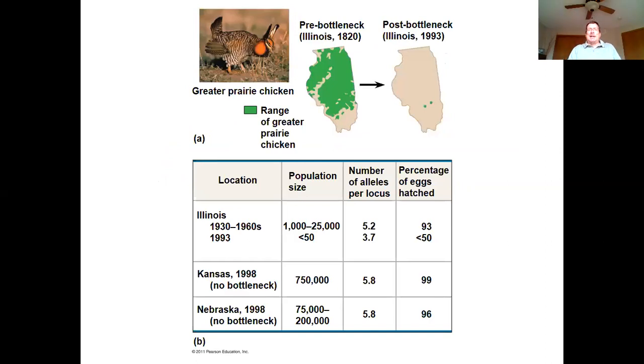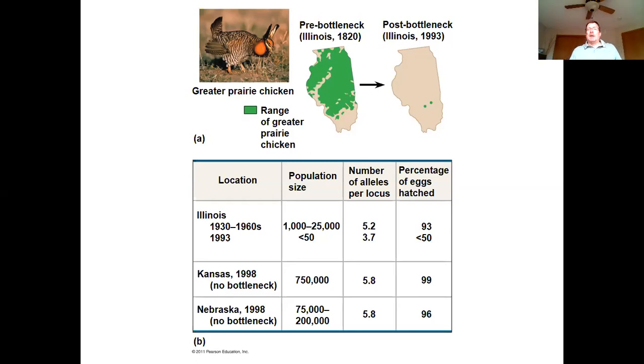Okay, and you can see this picture from your book. There's the greater prairie chicken. There was the original before the bottleneck issue. Now here in 1993 is after, of course, a lot of the land is slated for farming, and of course Chicago's in this area, which, you know, everybody in Illinois tells you they're from Chicago because it takes up an expansive area. But you can see just by the table, the number of alleles per loci and the change in the percentage of eggs that hatched.